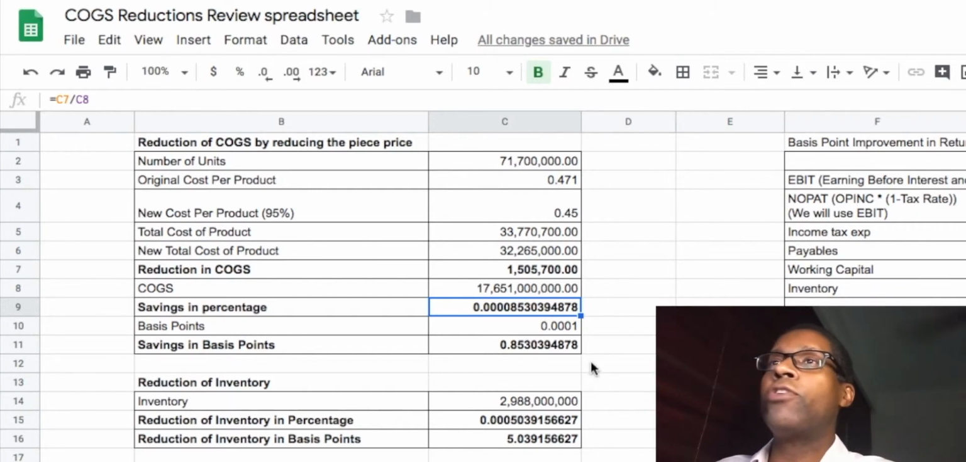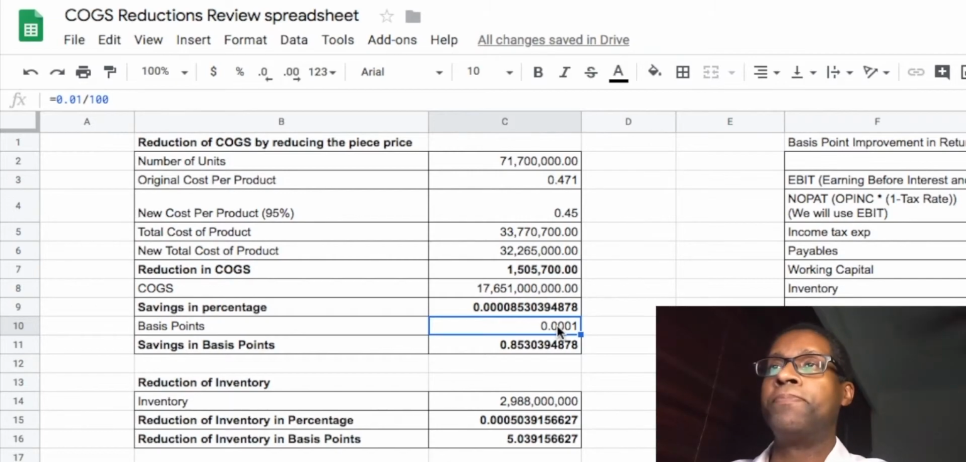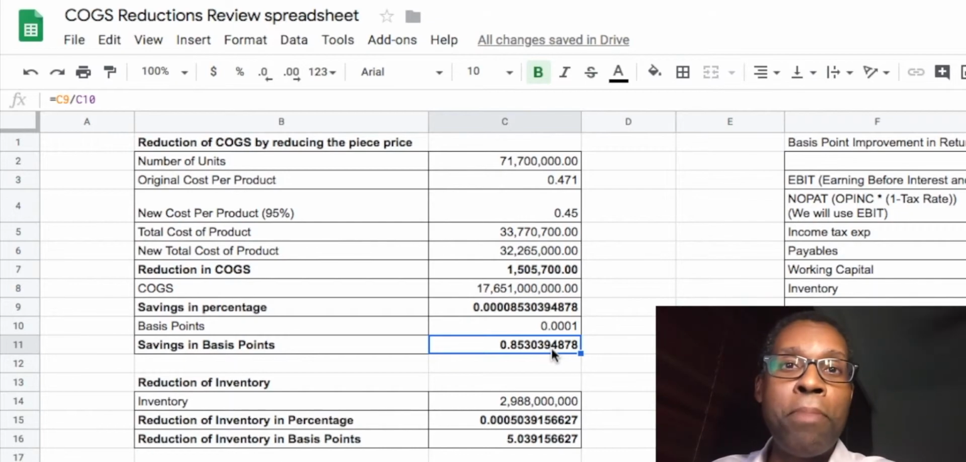A basis point is as simple as 1/100th of a percentage, or 0.0001. So when we divide that savings percentage, which was a small number, by basis points, then we get a nice number here. So in fact, we saved almost 1 basis point in terms of our cost of goods.